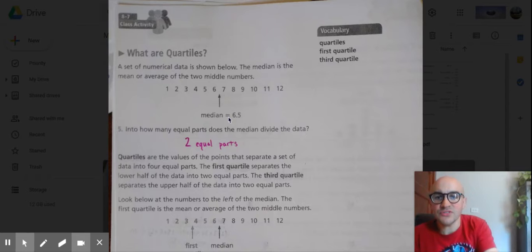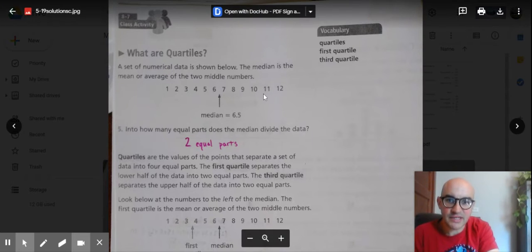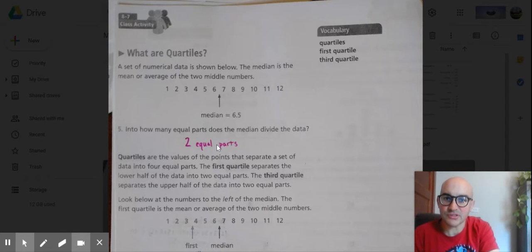Our job then is to just think conceptually, how many parts did I divide when I marked? Imagine if I marked with my pen here all the way in between 6 and 7, right at 6.5. If I mark it, there's a left side and there's a right side, so there are 2 equal parts.